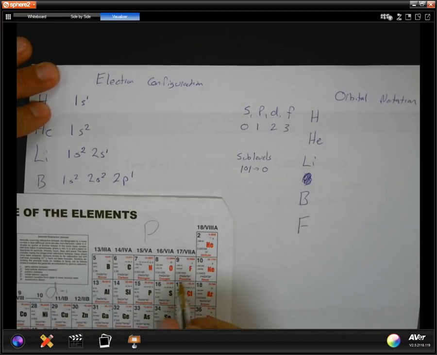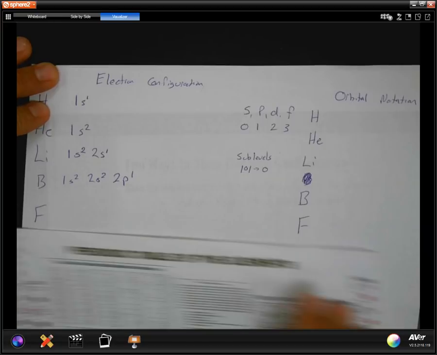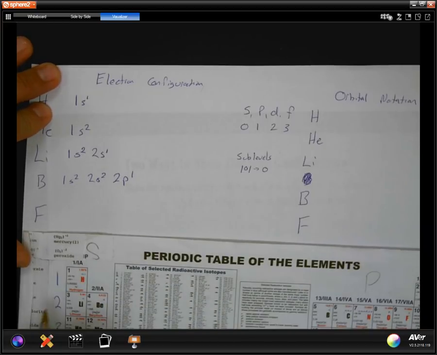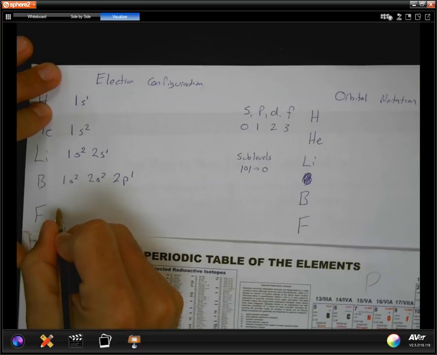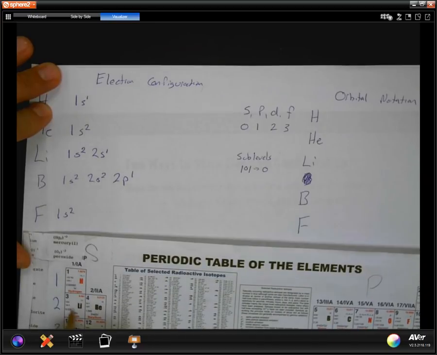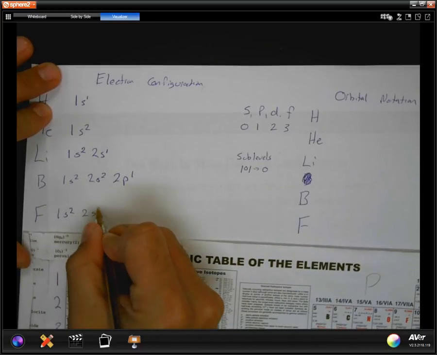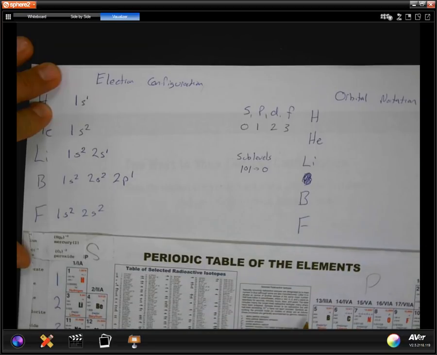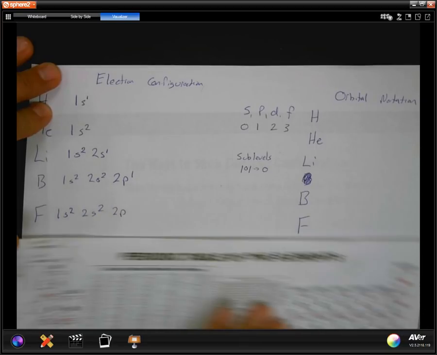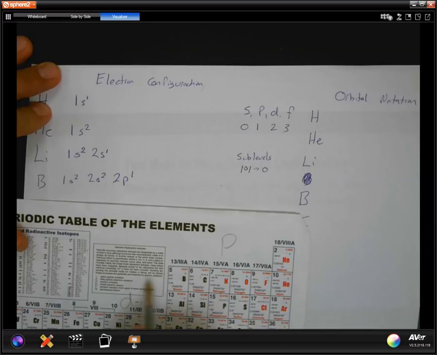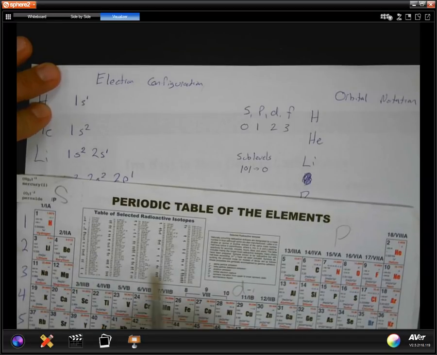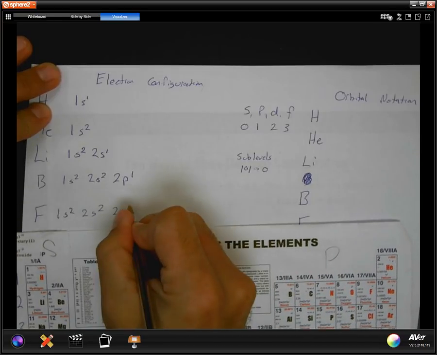Now let's look at one more here, fluorine. How do I write the electron configuration for fluorine? Again, I start by just filling up the layers. First layer going to get filled up is 1s2. Second layer gets filled up is 2s2. Next layer would be 2p. This is still in the second period, but now I have 1, 2, 3, 4, 5 electrons here, so I would put 2p5.